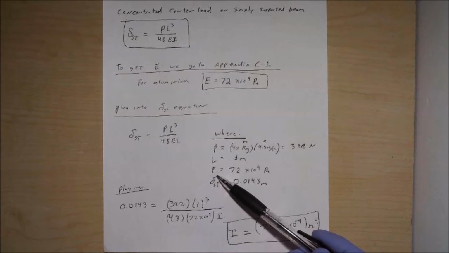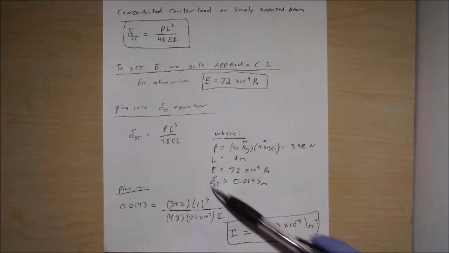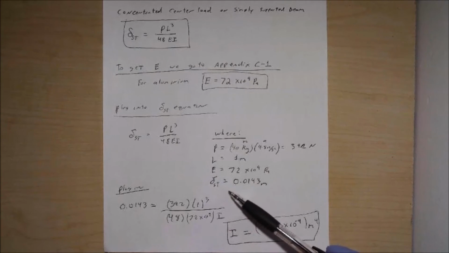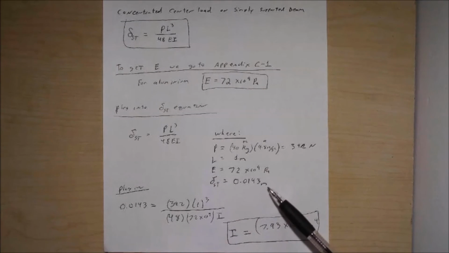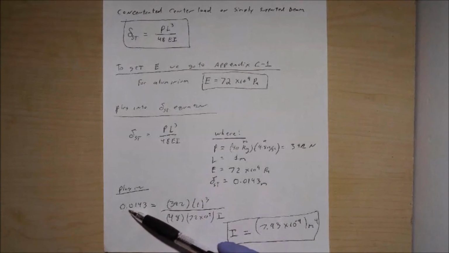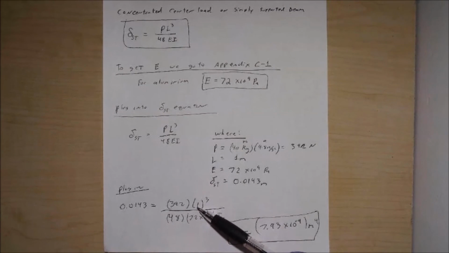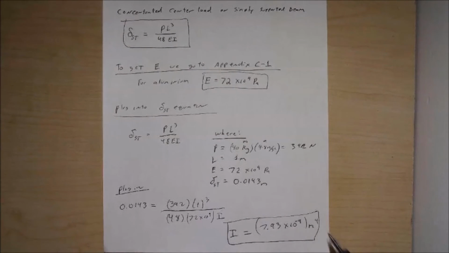We just looked up our modulus of elasticity, 72 times 10 to the 9th, and we're dealing with pascals. And our deflection we looked up here was 0.0143 meters. We can put all of this information back into this equation here. So 0.0143 for our deflection is equal to 392 times 1 to the 3rd, all over 48 times our E value here of 72 times 10 to the 9th. Our only unknown is our I. We can rearrange, solve this equation for I. We find that I is equal to 7.93 times 10 to the negative 9th meters to the 4th, where units check out.